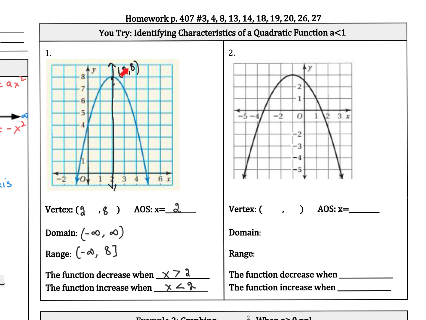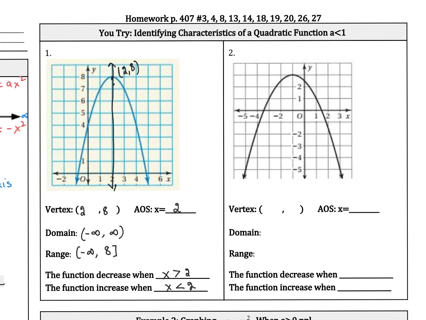The graph is decreasing when x is greater than 2, so on this side the graph is decreasing. On this side, the graph is increasing. So when x is less than 2, the graph is increasing. The graph decreases when x is greater than 2.